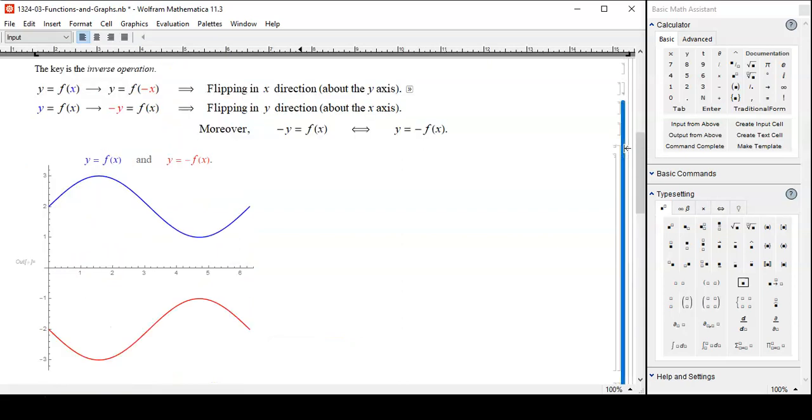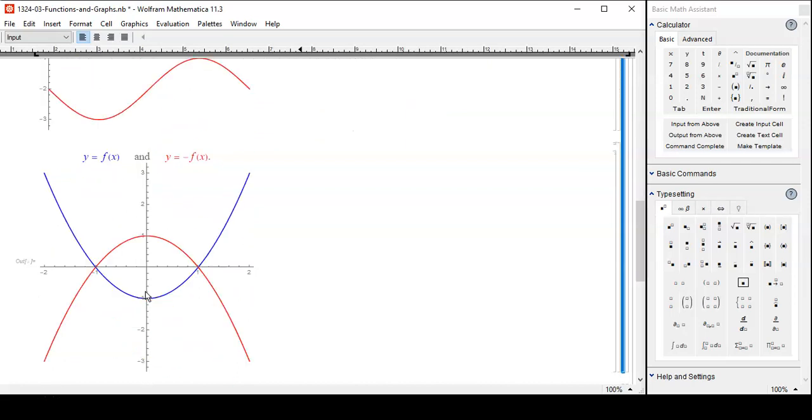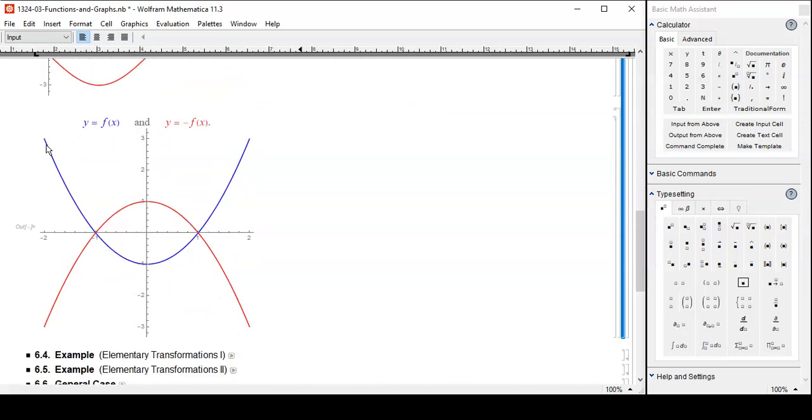And then this time y becoming negative y. This is original blue. And then y became negative y. And then flip this negative to the other side, so y equals negative f of x, and that's this red graph. It's easy to see, top became bottom. This one is a little bit harder to see, but you can clearly still see this blue flip over and becoming red.